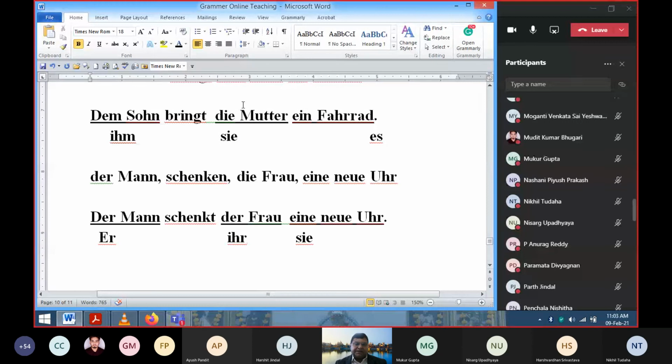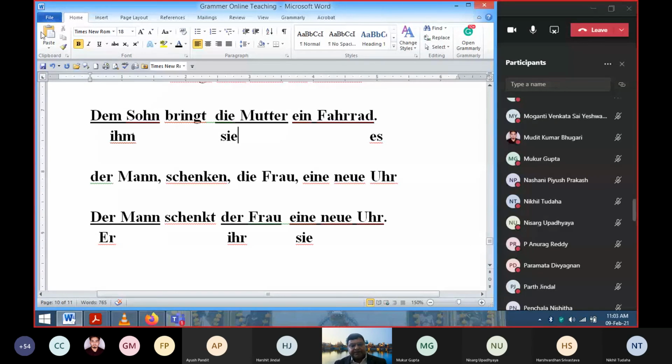The meaning will be the same, the mother brings a bicycle to the son. So sie means the mother. She brings it, meaning the bicycle, to him. To him means to the son. So if you translate with all the pronouns, the translation will be: she brings it to him. She for mother, brings it for bicycle, to him, to son.